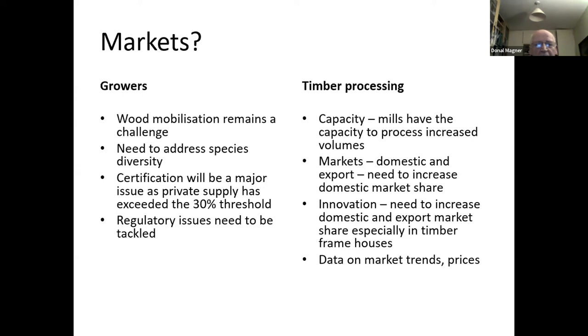Most of the sawmills now are exporting 65% plus, whereas the panel board mills, which produce OSB and Medite and door molds, are exporting 95%. Innovation: we need to increase domestic market share. And especially we need to get involved in timber frame houses. This is a huge market.